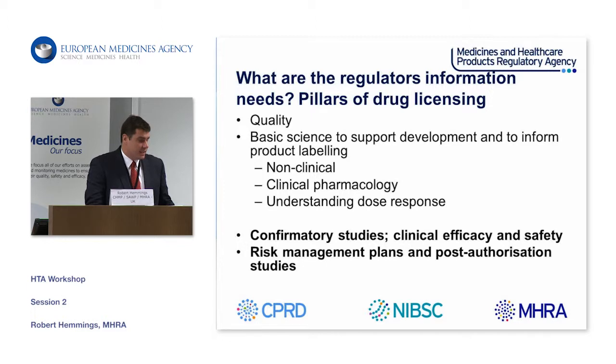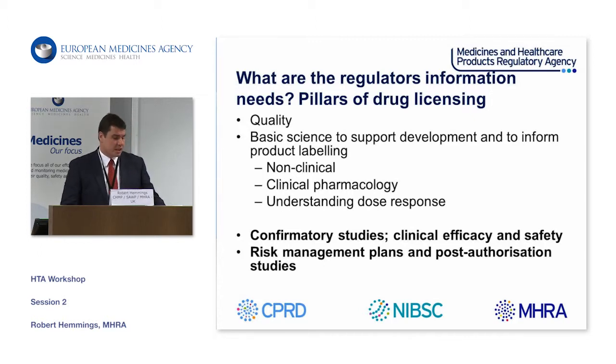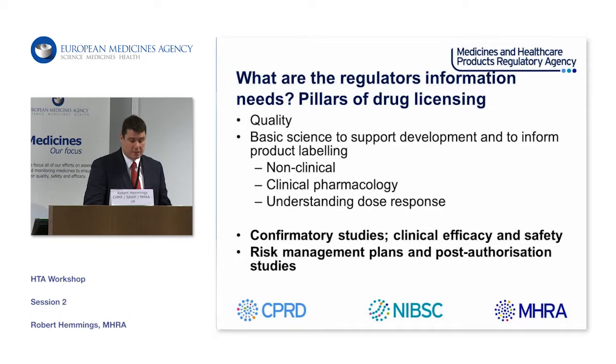What do regulators actually need to give a marketing authorization and to construct reliable product information? Well, aside from the pharmaceutical aspects and the quality development, there are some questions around basic science, understanding of the molecule, understanding of the medicinal product. These basic science questions go to support the development plan for the product, the development pathway, through the confirmatory development phase and into the post-authorization phase, but also, critically, to inform product labeling, the summary of product characteristics for the prescriber and the patient information leaflet for the patient.